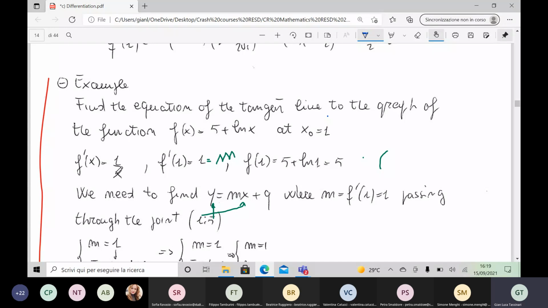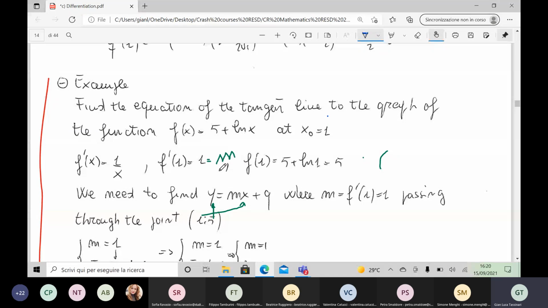But I want a specific tangent line, so I want a specific slope. I want the slope of the tangent line to the graph of this function at the point x0 equal to 1. So I need simply to insert, as we did in the previous exercises, 1 into x, and I get f prime of 1 is 1 over 1, which is 1. And what is it? This is m, the slope of the line we want to find. It's the slope of the tangent.